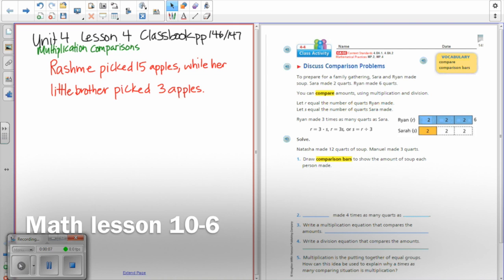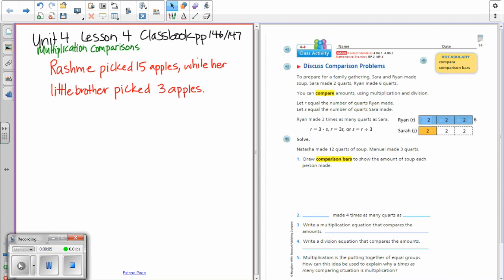So what we're going to do here is Unit 4, Lesson 4, and you should have class book page 146 and 147 in front of you so you can do it along with me. The overarching lesson here is on multiplication comparisons, and as we are doing throughout this entire unit, it's getting us ready in our mindset to be able to problem solve and to take care of word problems.